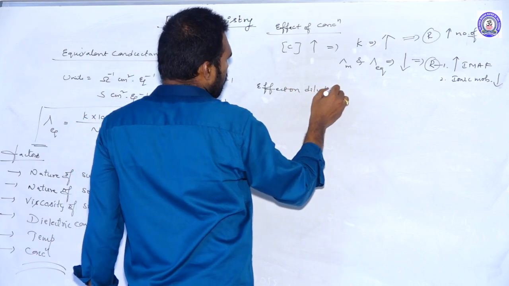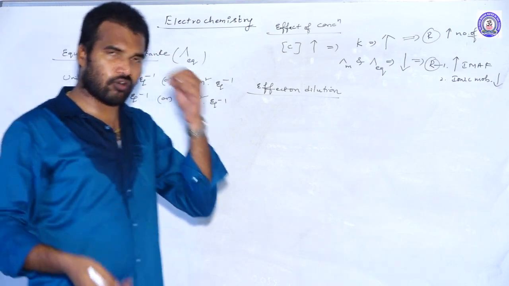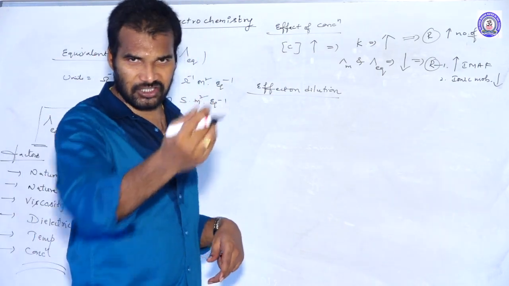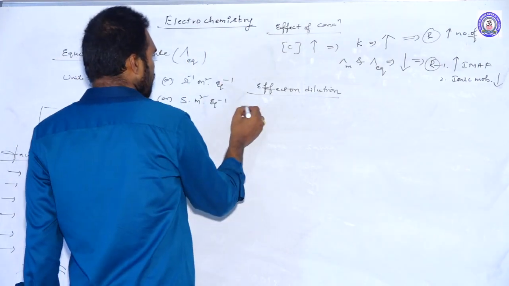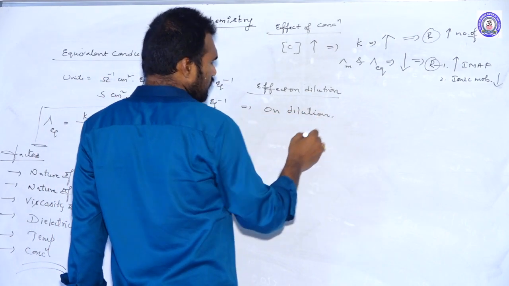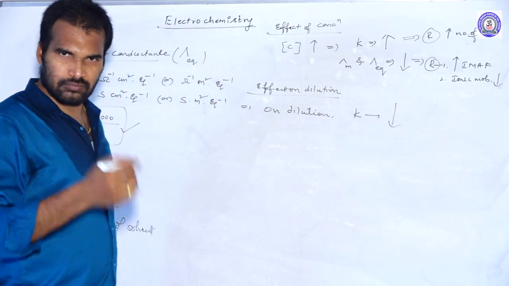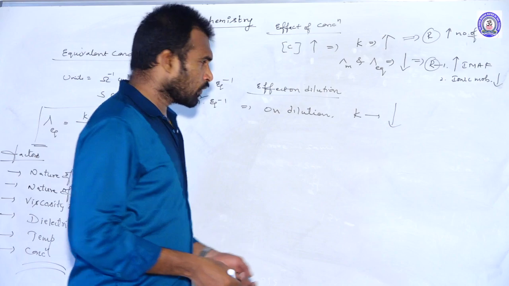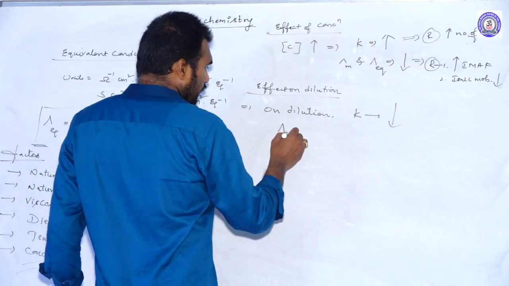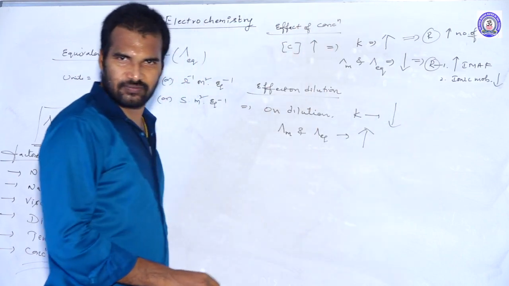Next one, effect of dilution. Dilution means what? Addition of water. On addition of water, what happens? The concentration decreases. On dilution, what happens to the specific conductance? Specific conductance decreases because the number of ions per unit volume decreases, whereas molar conductance and equivalent conductance both will increase.